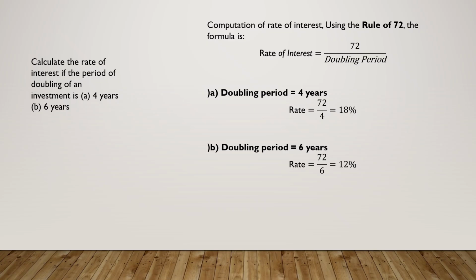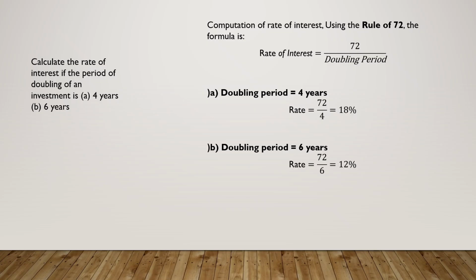And another question: calculate the rate of interest. Here they are not asking the doubling period, they are asking the rate of interest, if the doubling period of an investment is given. We know the formula for doubling period and here they have not mentioned any rule. So we can use rule 72 as it is very simple to calculate.